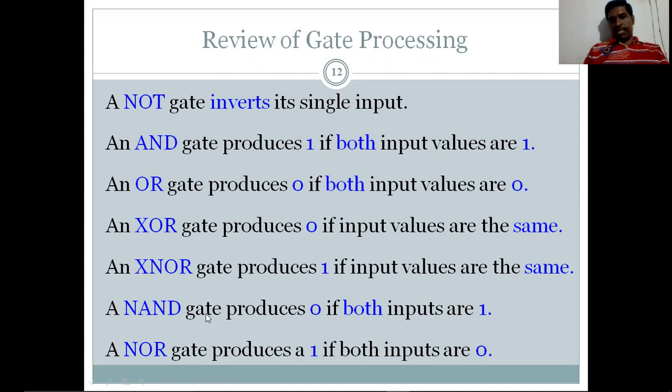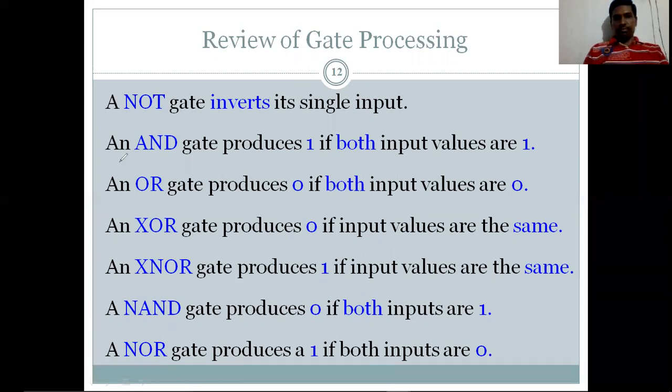Next, NAND gate. NAND gate produces 0 output if both inputs are 1. Okay, right? It is nothing but opposite of AND. If you observe these two statements, AND statement and NAND statement, here 1 is there, here 0 is there. Likewise, NOR is the opposite of OR. If you observe the OR statement and NOR statement, see here 0 is there, here 1 is there. That means AND gate and NAND gate are opposite to each other. OR gate, NOR gate are opposite to each other. XOR and XNOR are opposite to each other. Okay, this is very, very important.